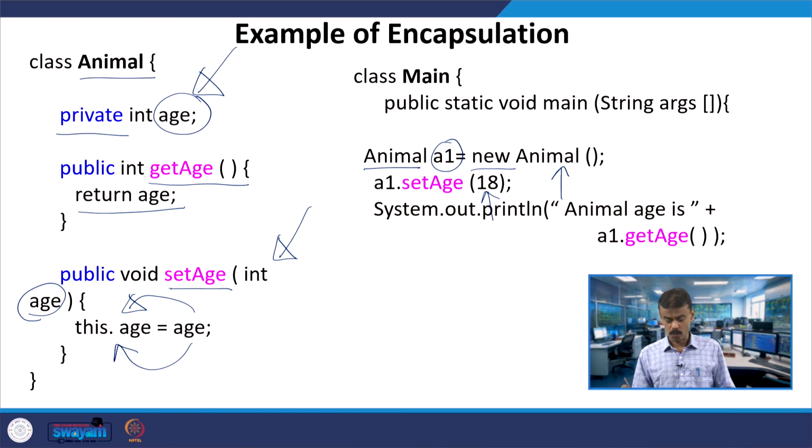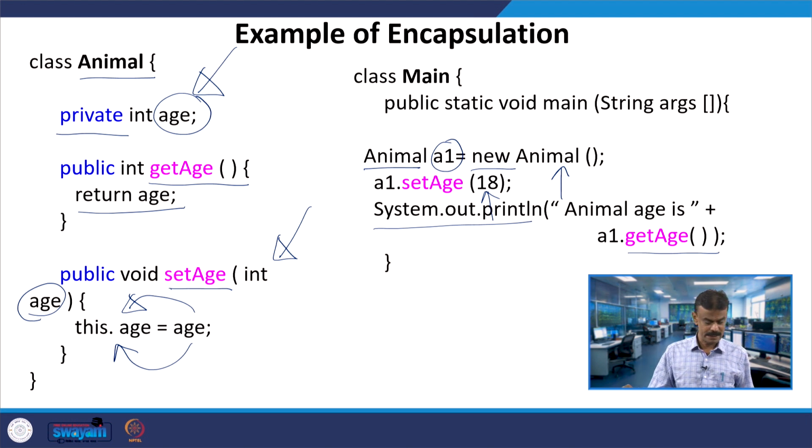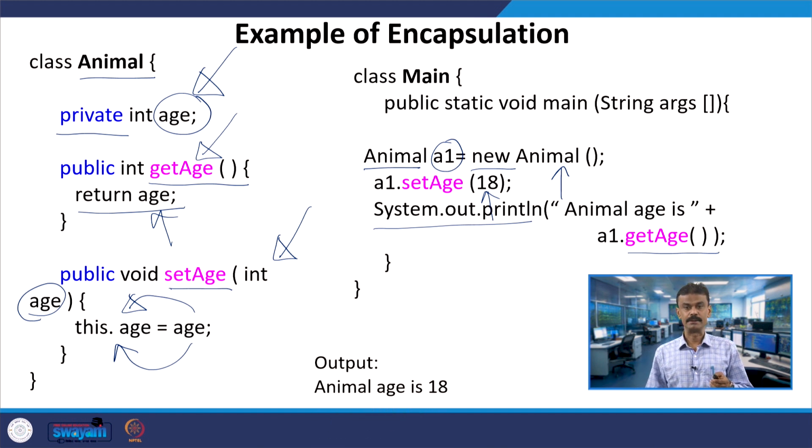And now, in the System.out.println, you are going to print A1 invoking get age. When get age is invoked, it returns age, so 18 should be printed. Your main class is over here, that is the driver class. When you run the code, you will get this particular output.